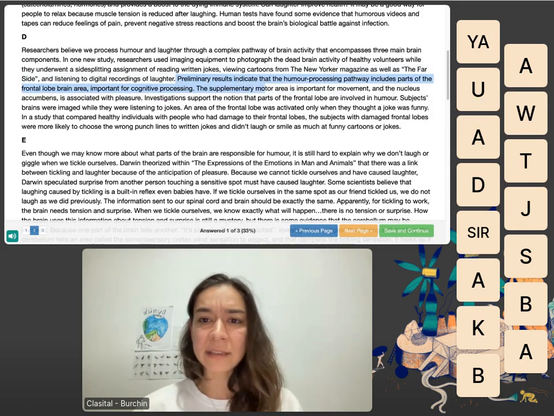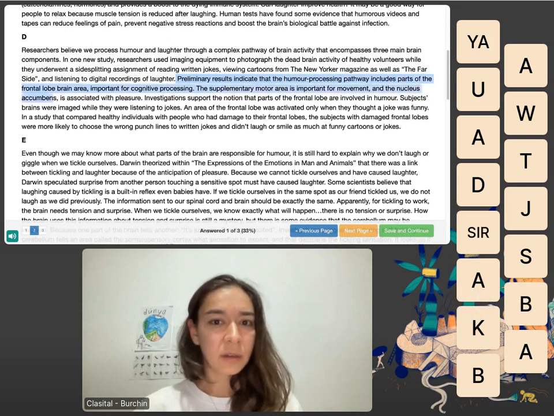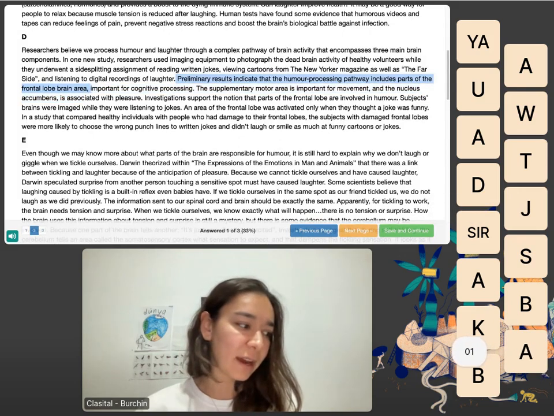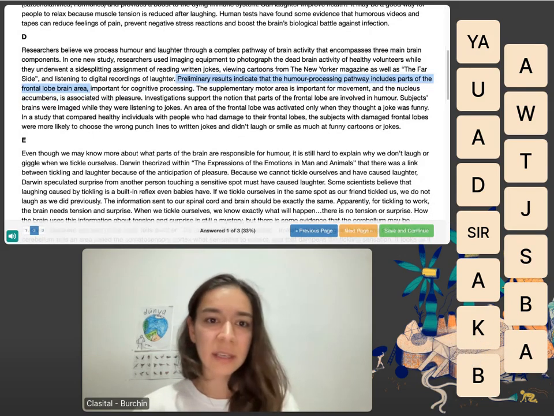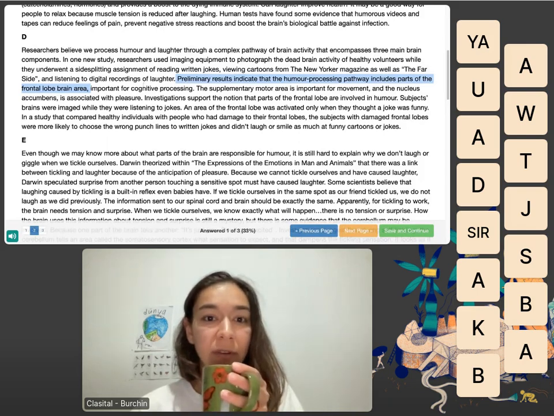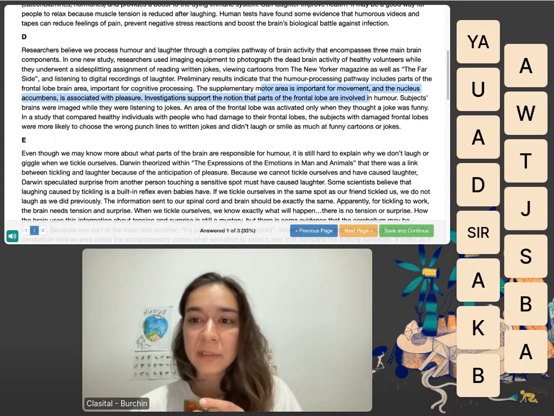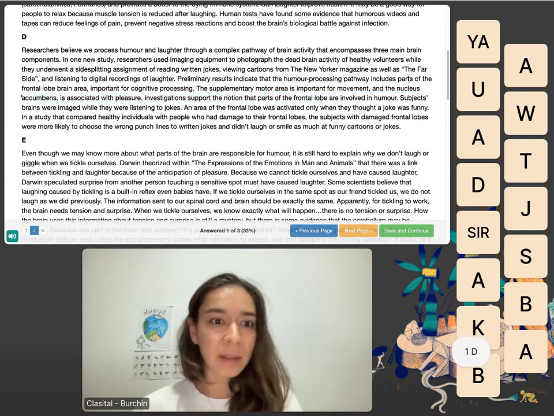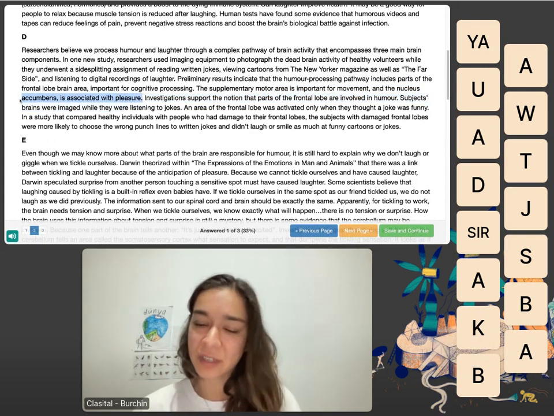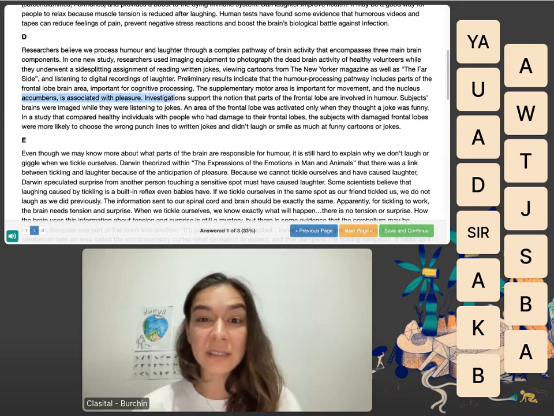Preliminary results indicate that the humor processing pathway includes parts of the frontal lobe brain area. Interesting. Important for cognitive processing. The supplementary motor area is important for movement and the nucleus, blah, blah, is associated with pleasure. Investigations support the notion that parts of the frontal lobe are involved in humor.